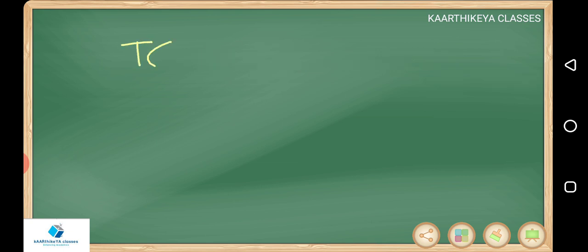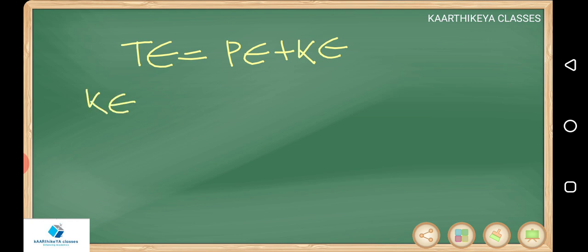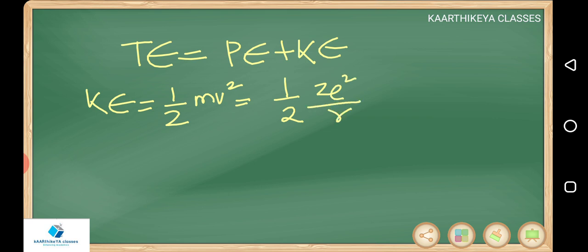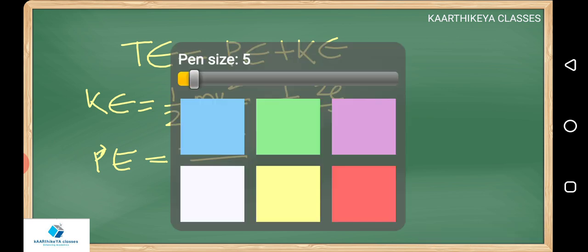Total energy of electron is equal to the sum of potential and kinetic energies. Potential energy plus kinetic energy, beta. Kinetic energy is known to you, half mv square. But just now we have written mv square is equal to Z square by r. So in place of mv square I am writing Z square by r. Potential energy of electron is given according to your physics as minus Z square by r. So what will be the total energy?